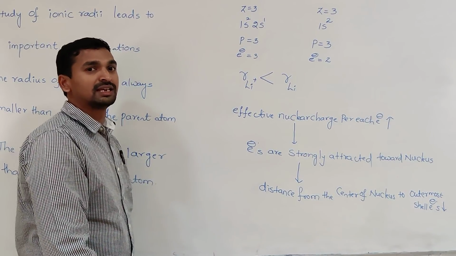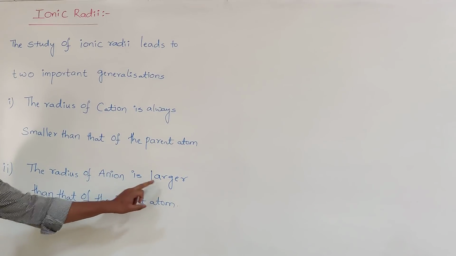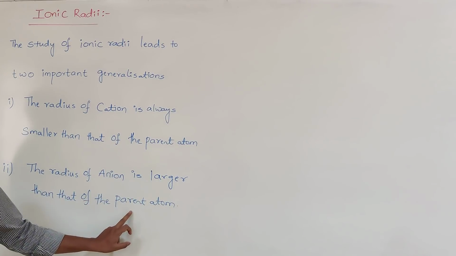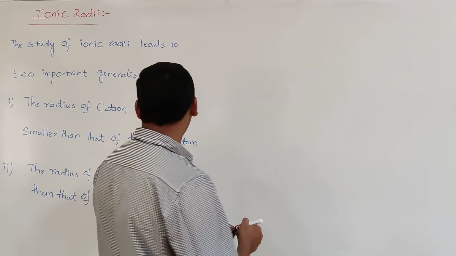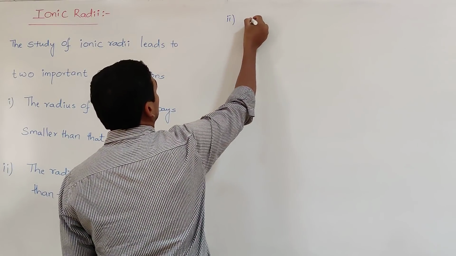Then go to the second one. The second generalization is that the radius of an anion is larger than that of the parent atom. Let us take one example to understand the second generalization. You all know fluorine.